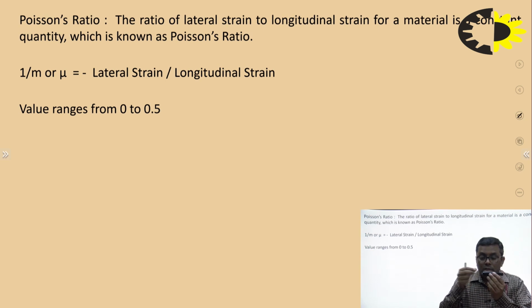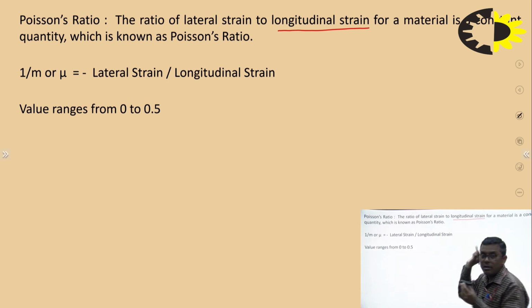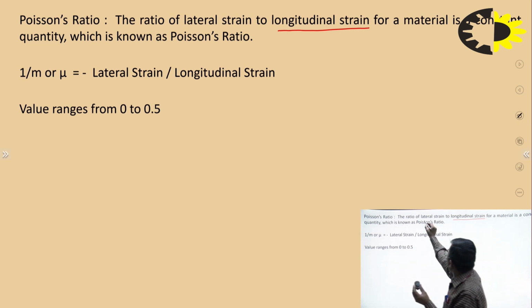Yes or no? Change in length with respect to original length, that term is known as longitudinal strain, delta L upon L, because it is in the direction of force, along the length, which we have already discussed. But along with that, we are observing that either the thickness or the width is decreasing. Yes or no? So that is the lateral strain, because that is the strain occurring perpendicular to the direction of the applied force.